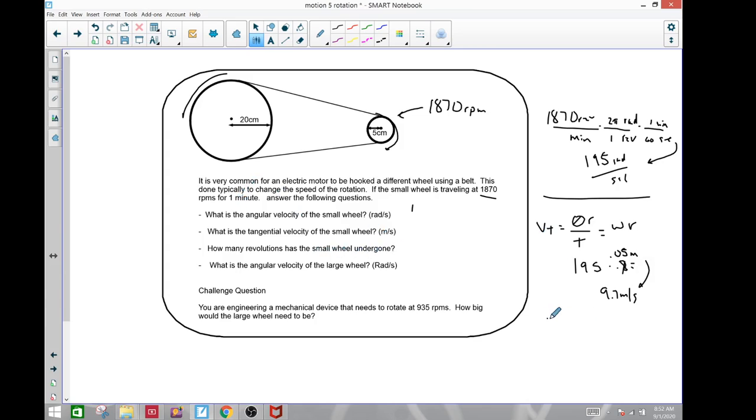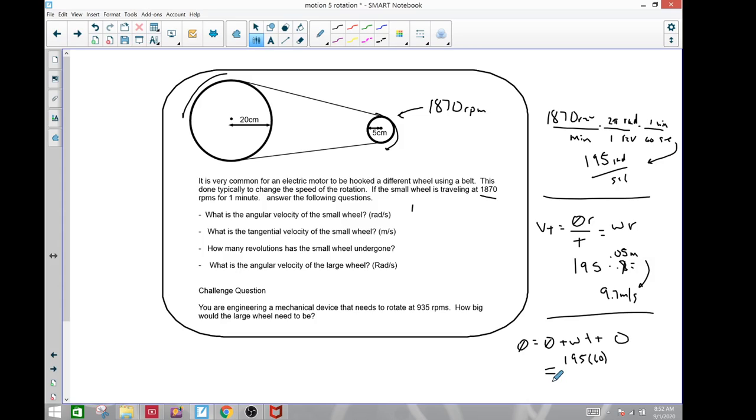Let's try that. The actual angular displacement is equal to the original angle, which is just 0, so you can drop that off if you'd like, plus angular velocity times time, and there's no acceleration here. So angular velocity is going to be 195 times your 60 seconds, and that is going to give me my total amount of angle that I've gone through.